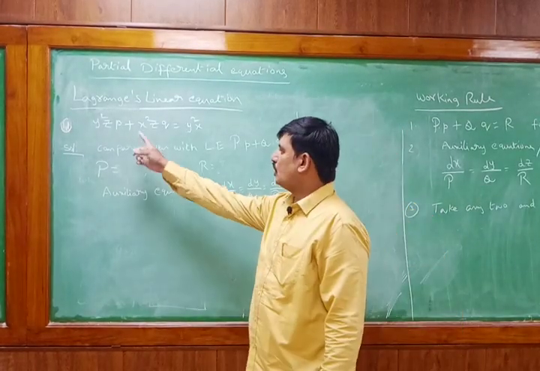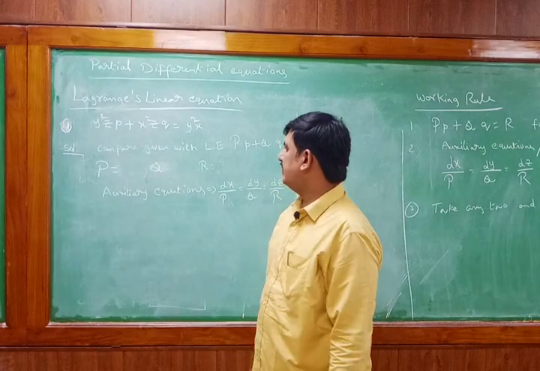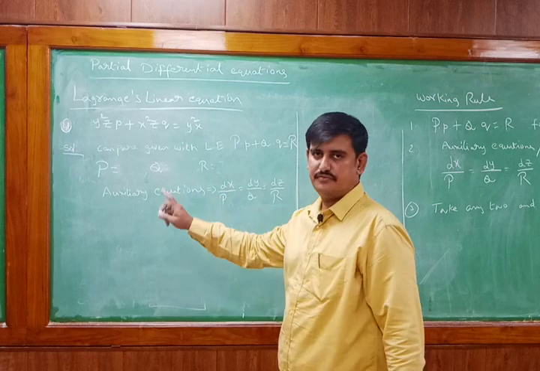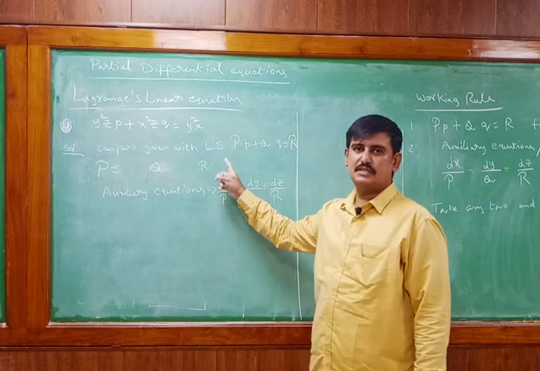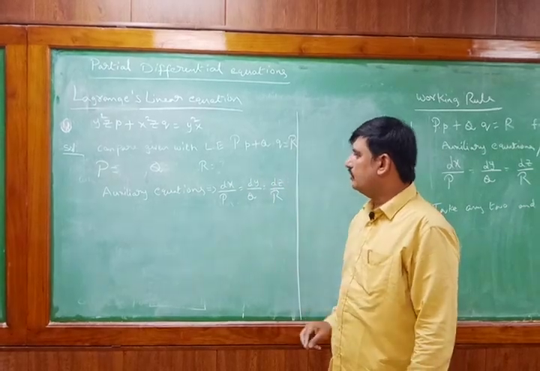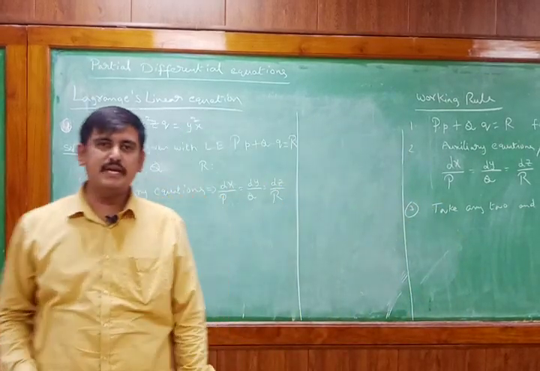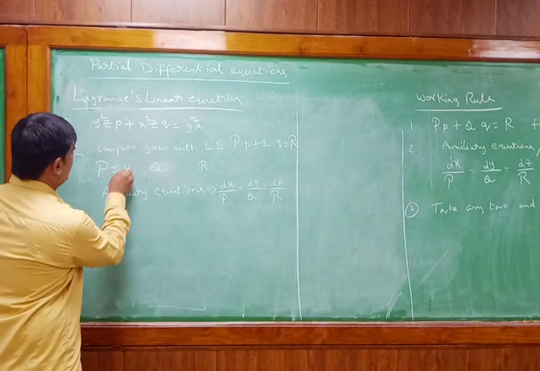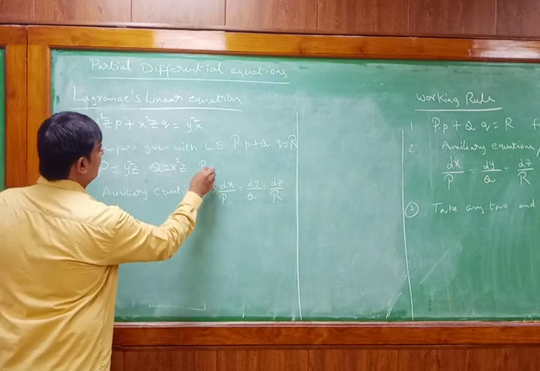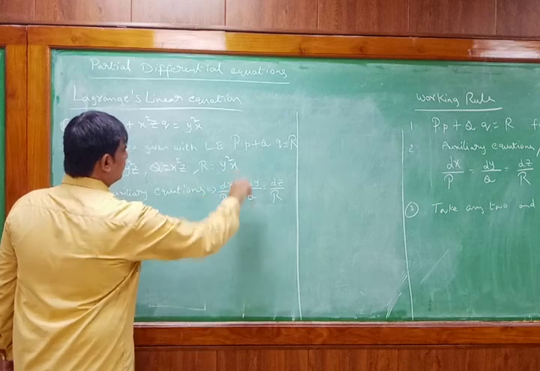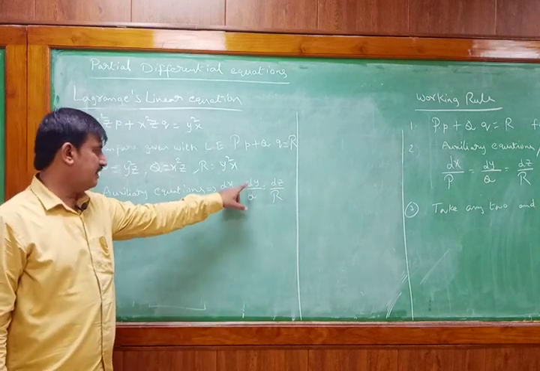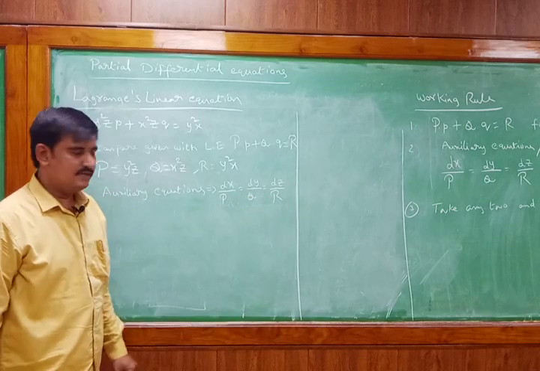Next problem. Solve y square z p plus x square z q equal to y square x. So what do we have to do first? Compare the given equation with Lagrange's equation, capital P into small p plus capital Q into small q equal to capital R. So capital P becomes y square z, capital Q becomes x square z, and capital R is y square x.